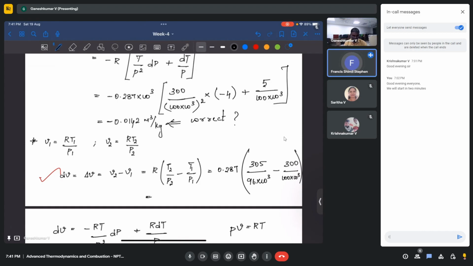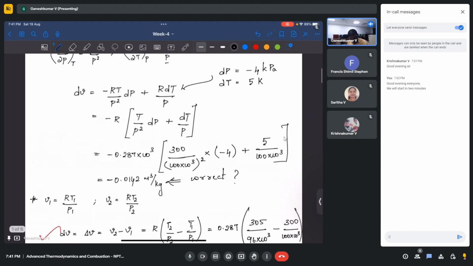So I'm getting 5.082 into 10 raised to minus 5. Okay. Sorry, how much is it? 5.08, 0.08 into 10 raised to minus 5. Okay, 10 power minus 5 kg per meter cube. So this for sure is the right answer. Okay, that is right. But what happened here?